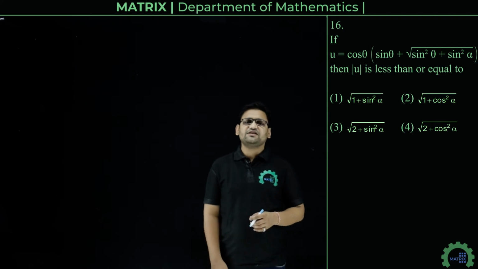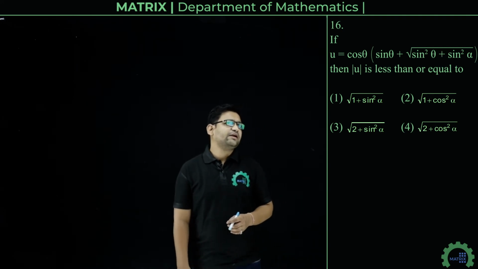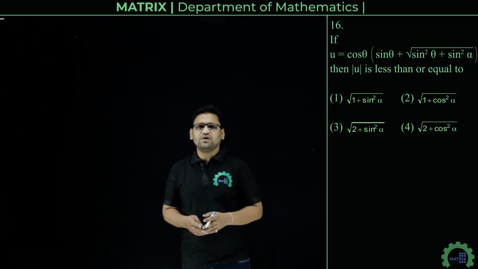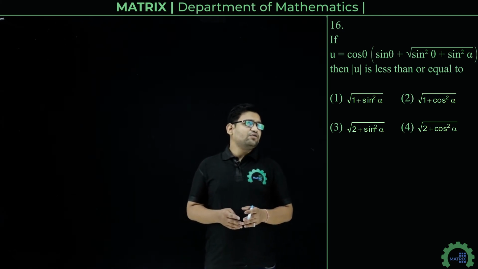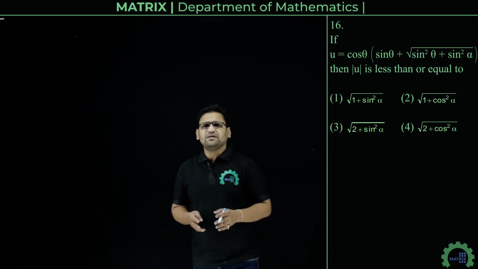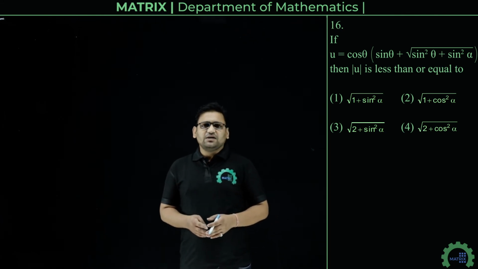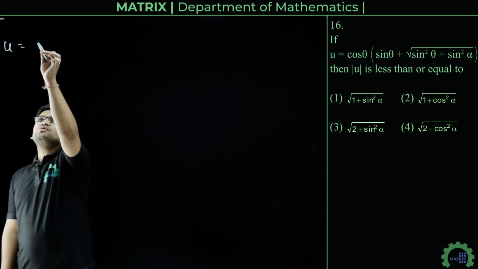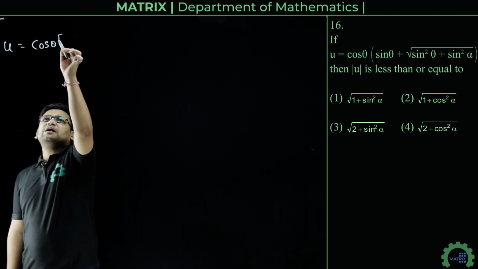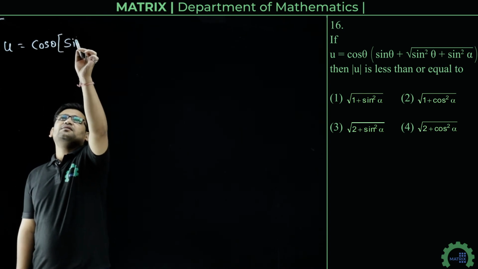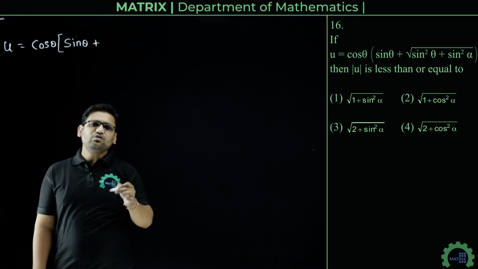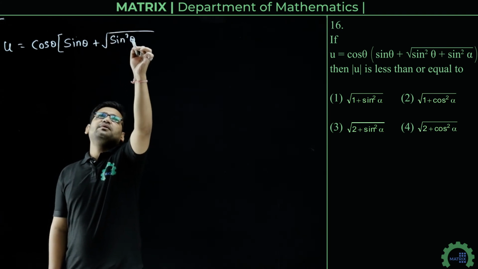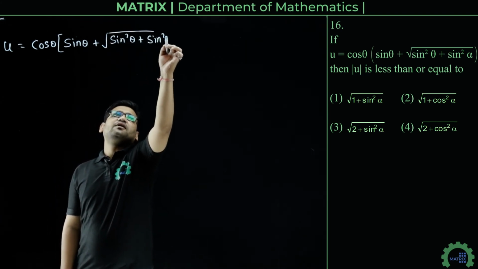In the next question, it is given that u equals cos theta multiplied by sin theta plus square root of sin square theta plus sin square alpha. Then mod u is less than or equal to. We have to find the maximum value of mod u. So let's solve this equation. Given that u equals cos theta multiplied by sin theta plus square root of sin square theta plus sin square alpha.